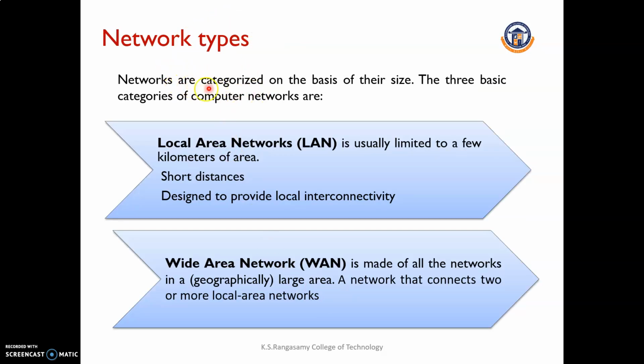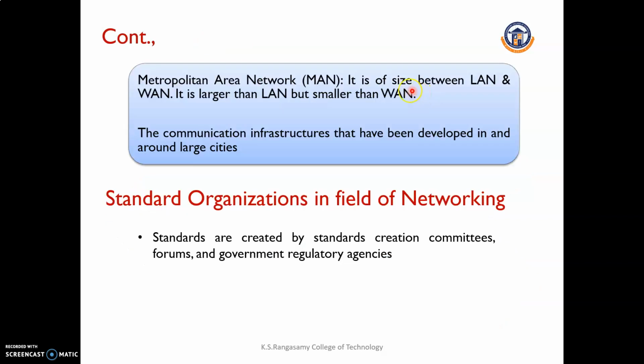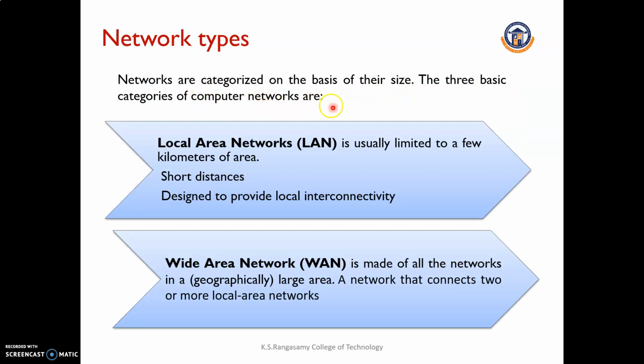Next, network types. Networks are categorized on the basis of their sizes. Here, three basic categories of computer networks are there. The first one is the LAN. It is usually limited to a few kilometers of area. That's a short distance. We are using the LAN type. It is designed to provide local interconnectivity.